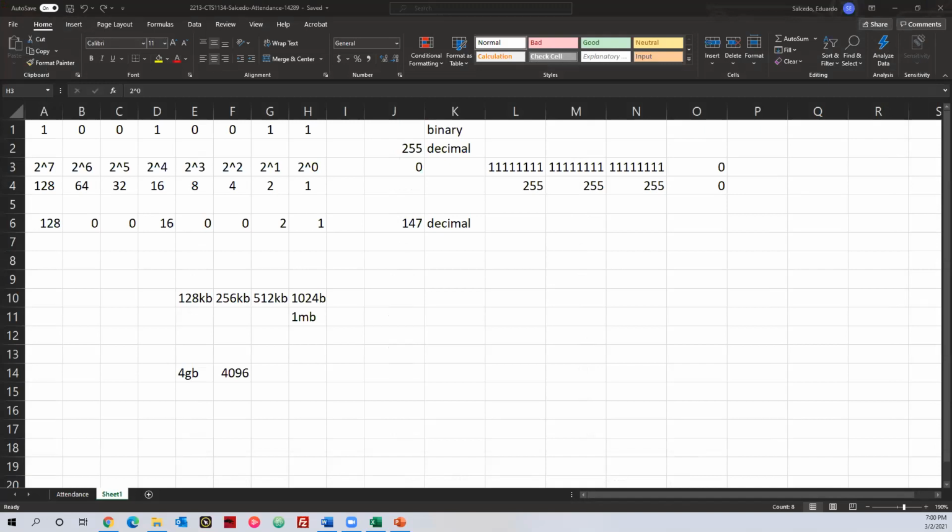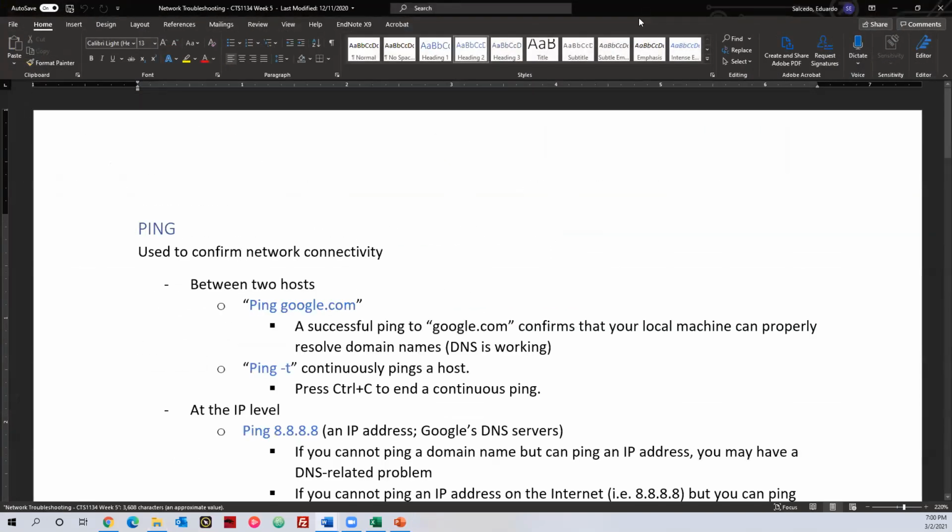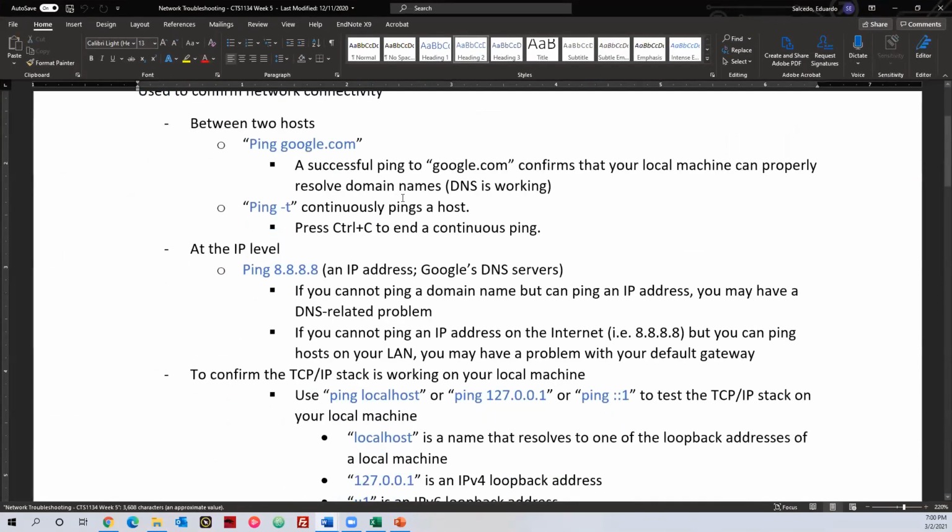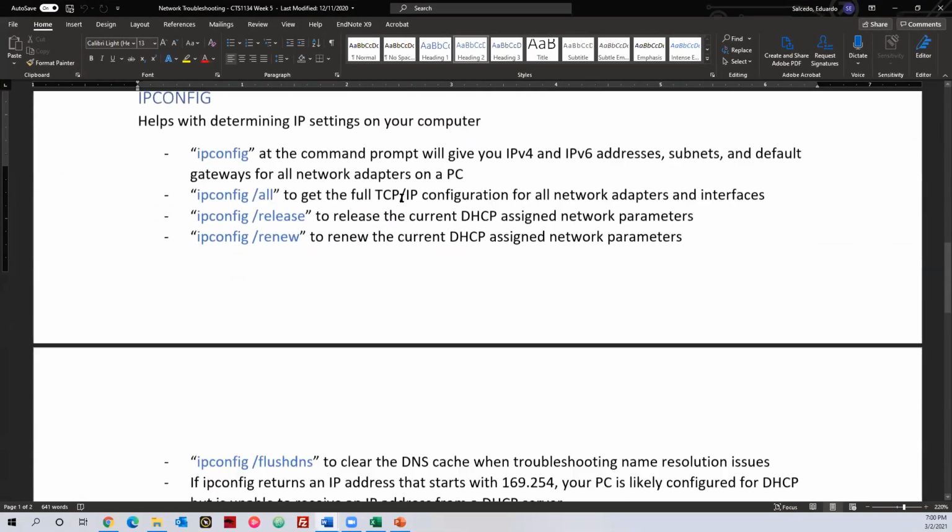I do not know where it is. This is really annoying me because I had a really cool exam and I wanted to show you, but maybe another time. Network troubleshooting. Oh, I'll give you this one. I forgot I had this.